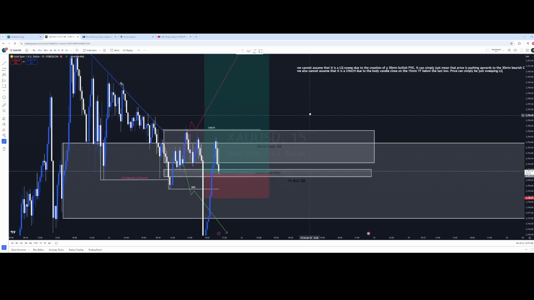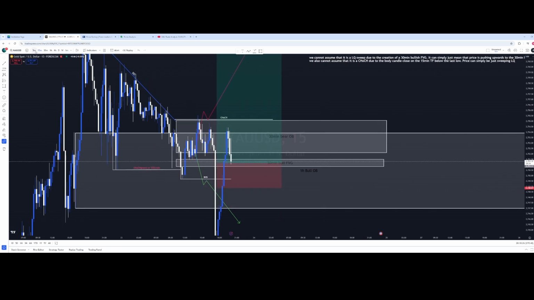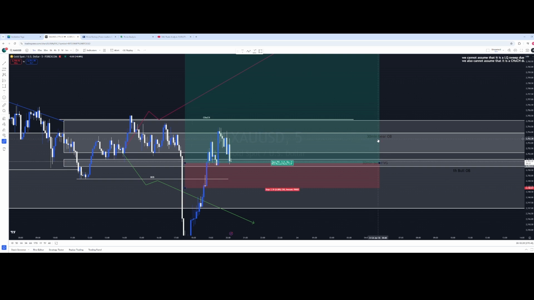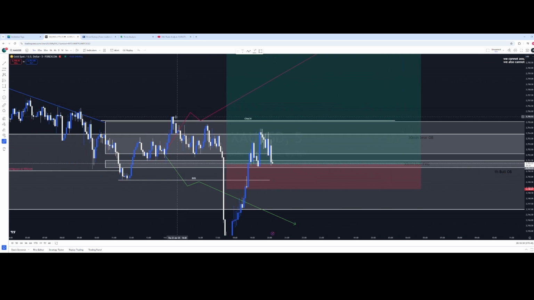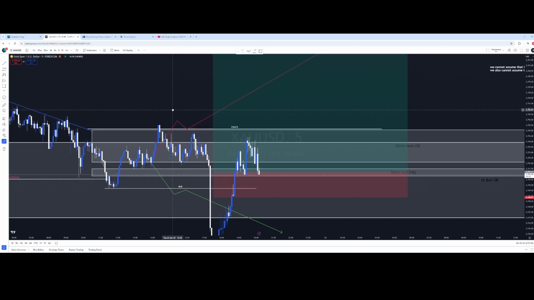So yeah, this was honestly a good trade already, looking at confirmations on our 5-minute, because we use the 30-minute bearish order block. So looking at the 5-minute is fine. So yeah.